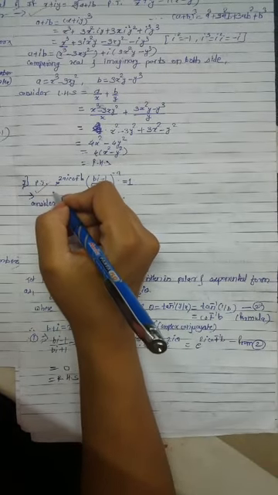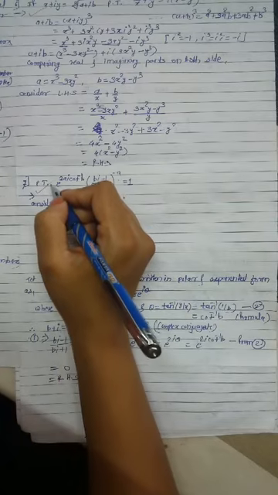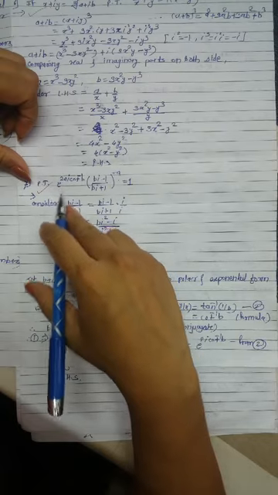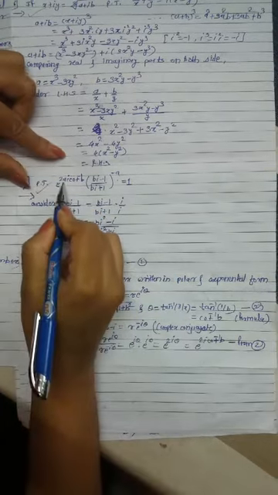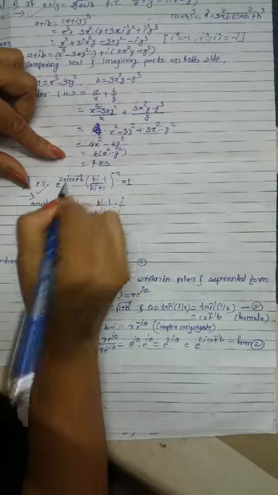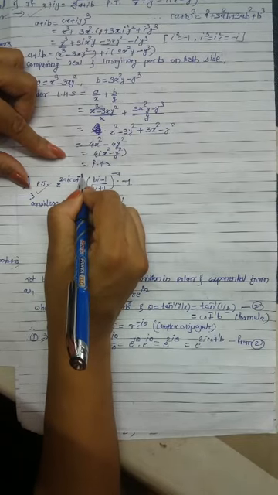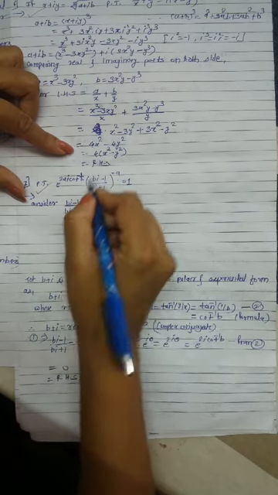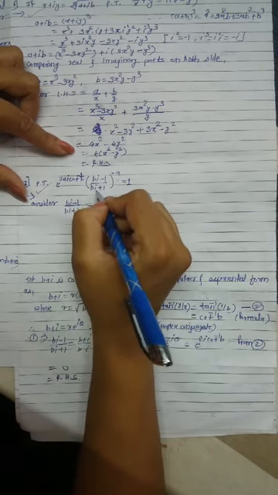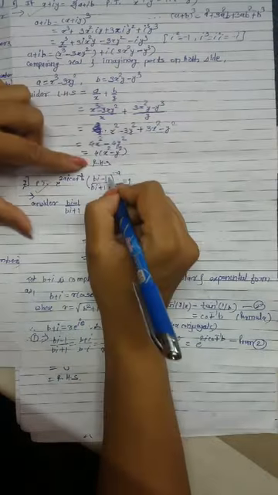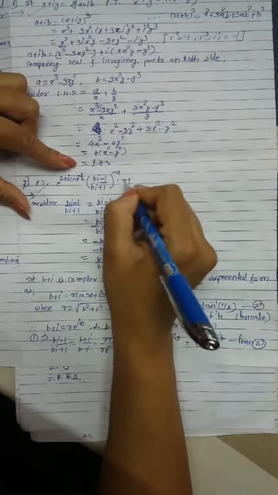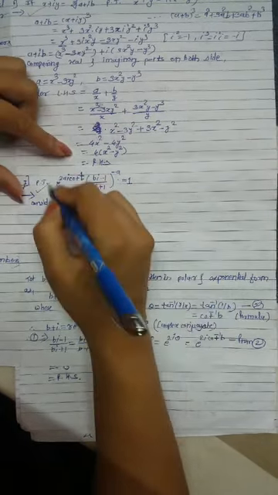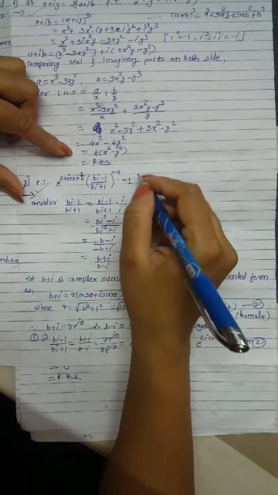Now next example. We have to prove that e raised to 2a i cot inverse b, into the bracket with numerator bi minus 1 and denominator bi plus 1, raised to the power minus a, is equal to 1. We have to prove this value is equal to 1.